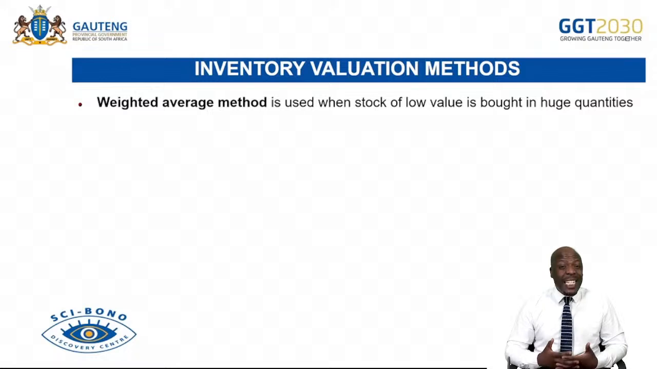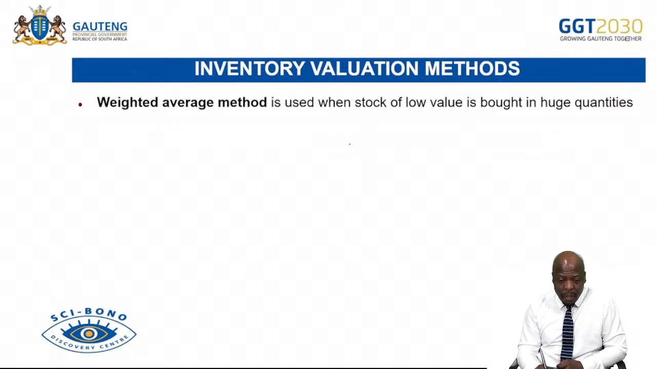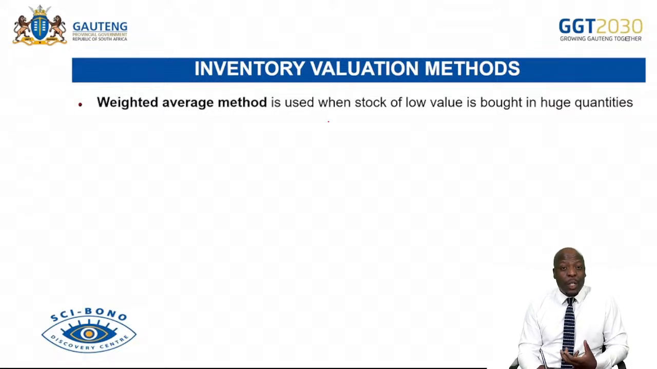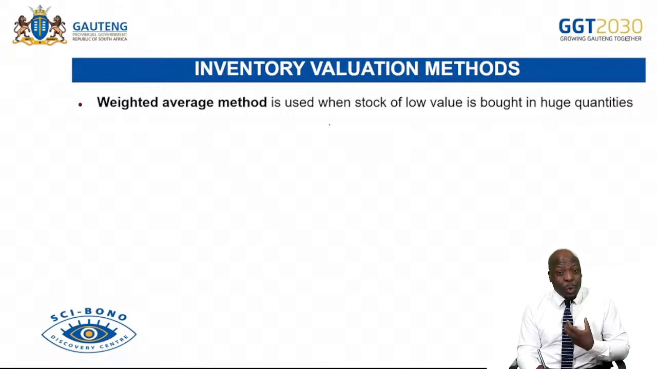Let's begin. What is the weighted average method? The weighted average method is a method that is used to calculate the value of closing stock, just like your first in, first out, your FIFO. These are methods used to calculate the value of closing stock. But the way the weighted average method calculates the value of closing stock is very interesting, and I'm going to show you that today.